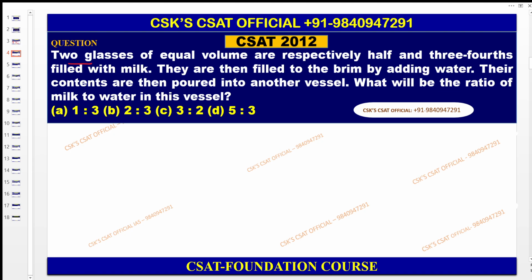Two glasses of equal volume are respectively half and 3 by 4th filled with milk. They are then filled by adding water. Their contents are then poured into another vessel. What will be the ratio of milk to the water in this vessel?